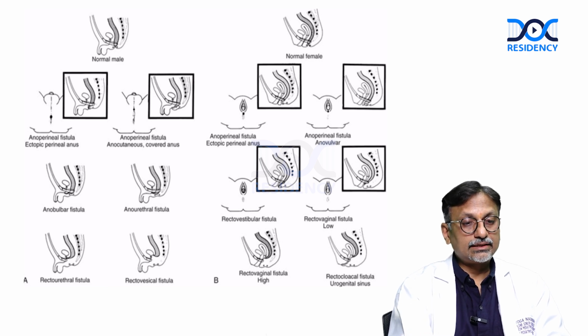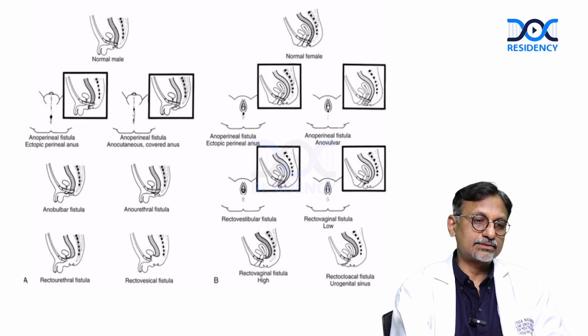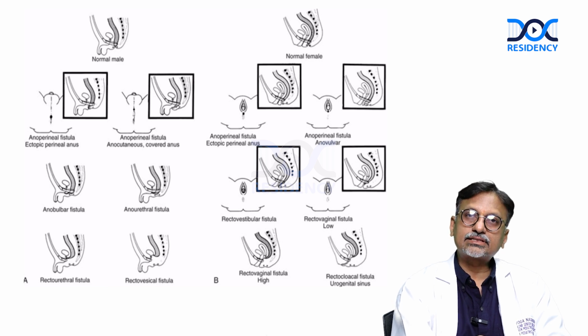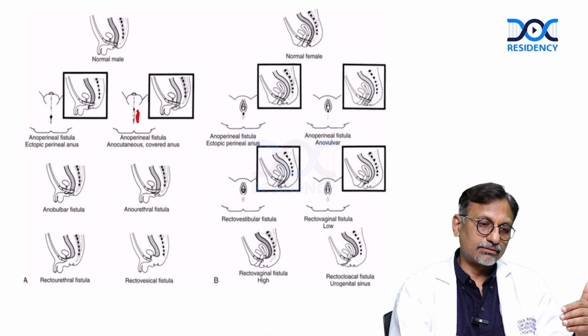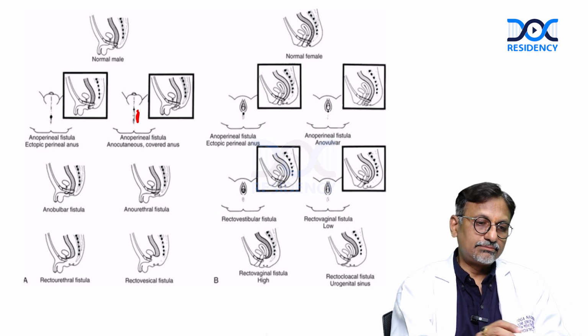So in this, if you see, the anus is slightly anterior, and it's called ectopic perineal anus. It is just anterior, and here you are seeing as if that is covered, but it's a type of low anorectal malformation. So sometimes there will be fistulas.